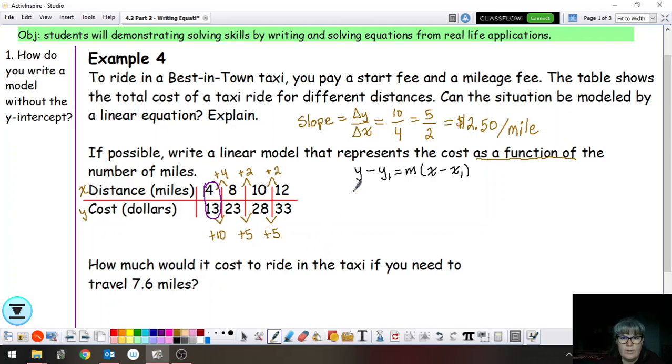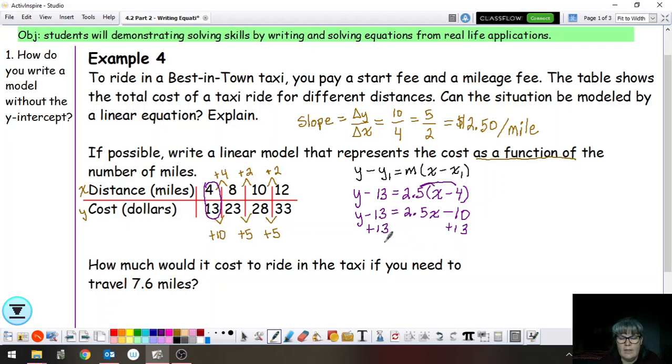So our equation will be y minus, the y value is 13, equals, our slope is 2.5, times x minus, our x value is 4. And then we can put this in slope-intercept form. We can distribute the 2.5, and we have y minus 13 equals 2.5x minus 10, and then we can add 13 to both sides.